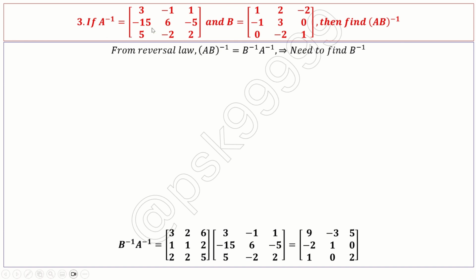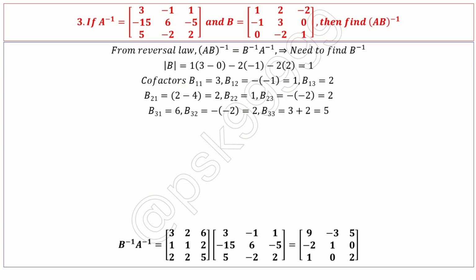A inverse is already there. I just need to find B inverse, that's all. So find B inverse. This is my determinant of B, which is 1. So B inverse exists. Cofactors are here. Cofactor matrix is here.